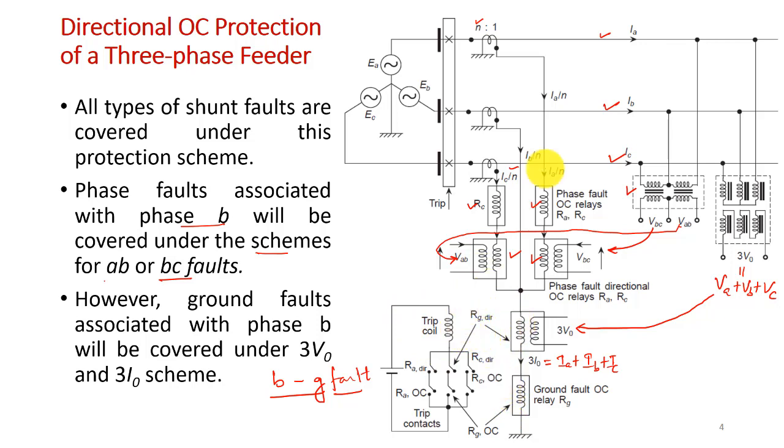So this is how we protect the three-phase feeder, because in the relay we have three current coils and three voltage coils. Ultimately we have to arrange these three coils for all kinds of fault protection. Therefore, this is the arrangement for better protection of a three-phase feeder.